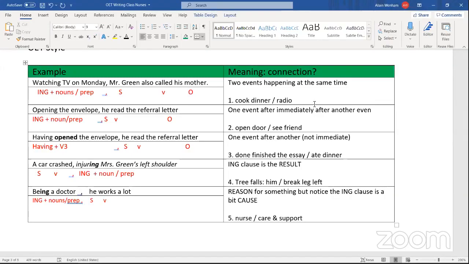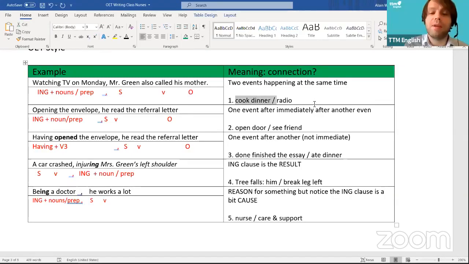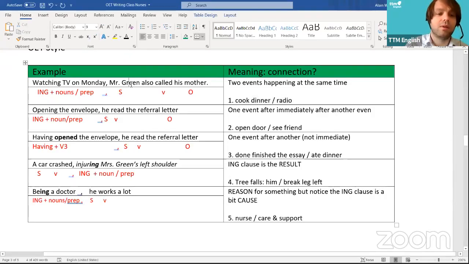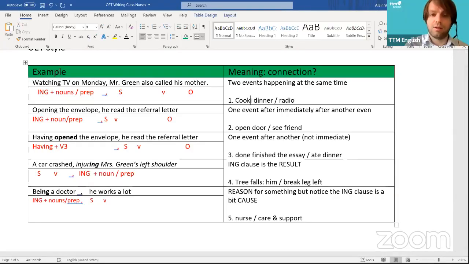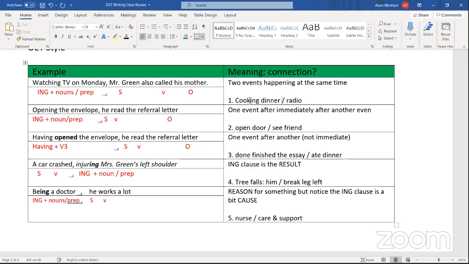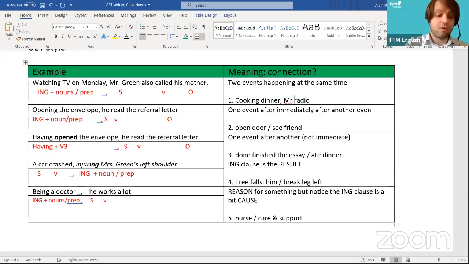Yes. So look, we're going to do the simple one. I want you to make me a participle clause with this, right? It's the same as this one. Could you say it? First one? Yeah, look, we could say cooking dinner, right? Cooking dinner, Mr. Green was also listening to the radio. Good, right? To the radio.